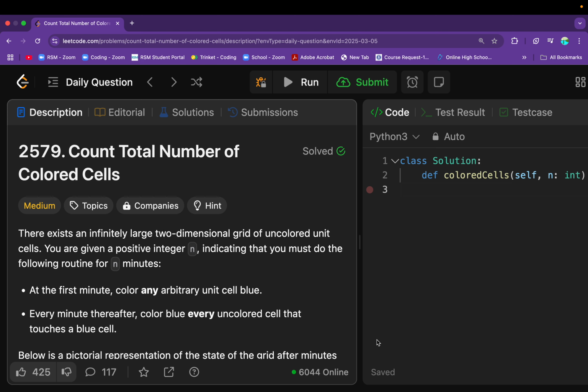At the very first minute, we color any arbitrary unit cell blue, and every minute thereafter, which basically means every minute after that, we have to color blue every uncolored cell that touches a blue cell. Basically, all the cells that are four-directionally adjacent to every blue cell.